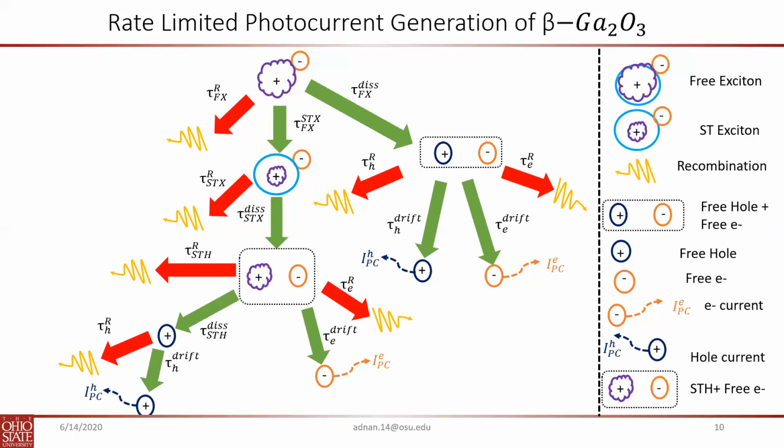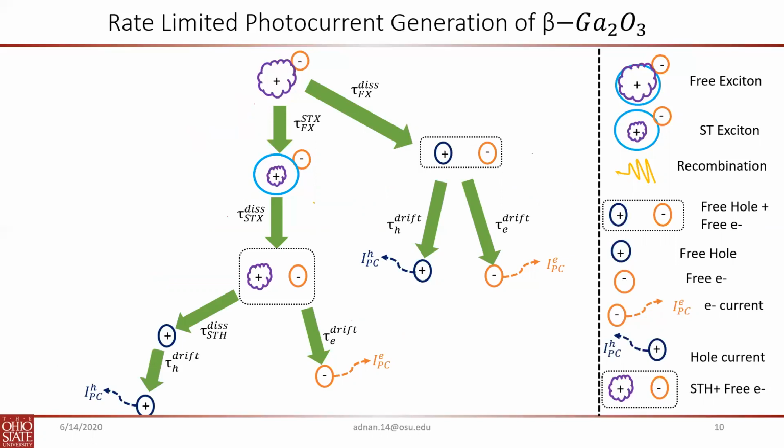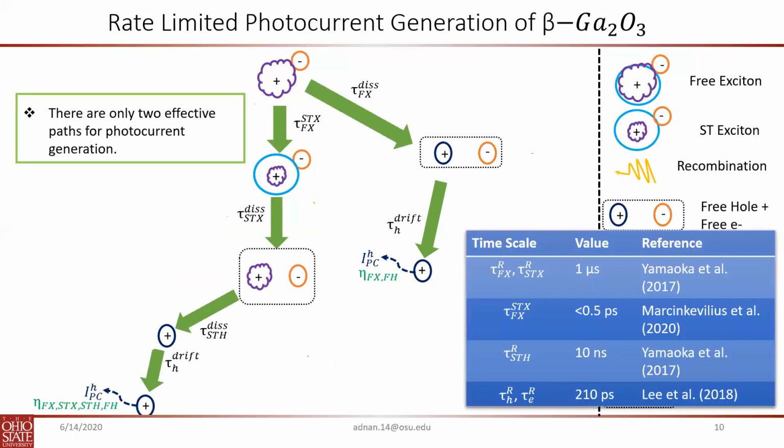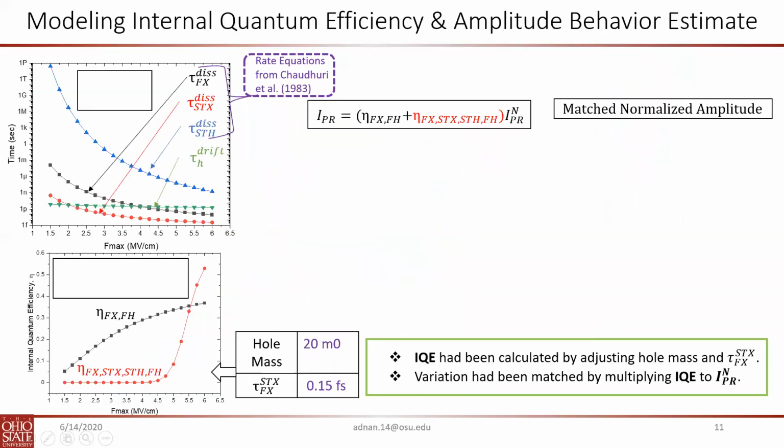The recombination processes are loss paths, so they are ignored. The electron paths are also ignored because they are neutralized by the hole paths. So finally, there are only two effective paths for photocurrent generation. And in the lower table, we see the time scales for different parameters in the paths from literature. We see that the free exciton to self-trapped exciton conversion time has a ceiling of 0.5 picosecond, but not a specific value. So we model our time scales using the rate equations from Choudhury et al. And we plot them. We see that the dissociation time of the self-trapped hole is the rate limiter because it is too high compared to all other time scales.